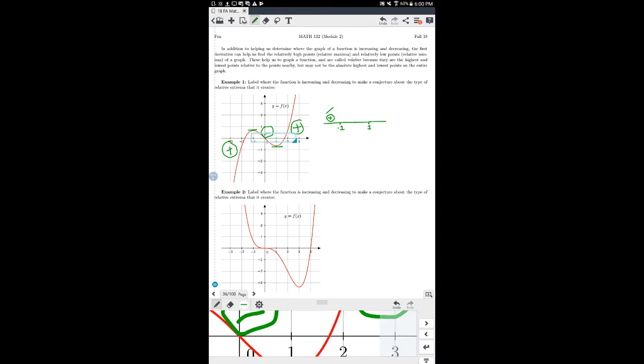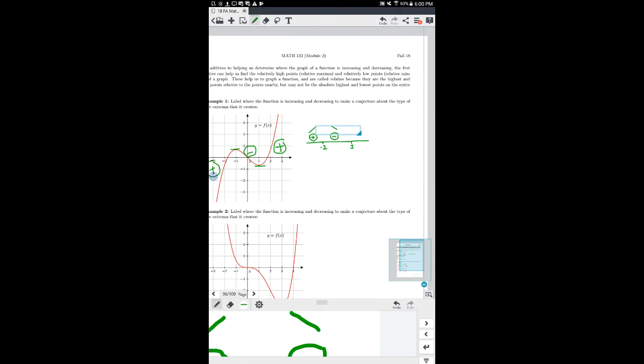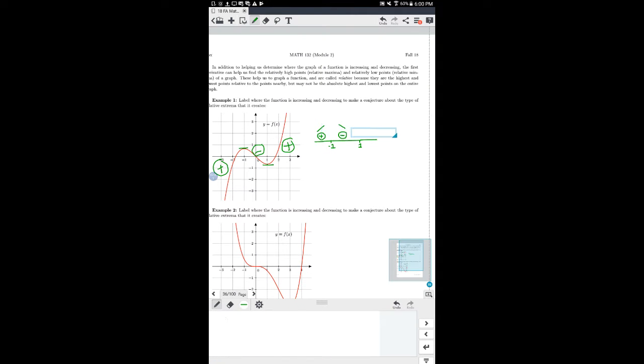Between -1 and 1 is where the slope drops and it looks like it's falling left to right. So I'm going to put a negative here. And then after 1, we go back to having an increasing slope. Looks like it's rising left to right. So after 1 is a positive.